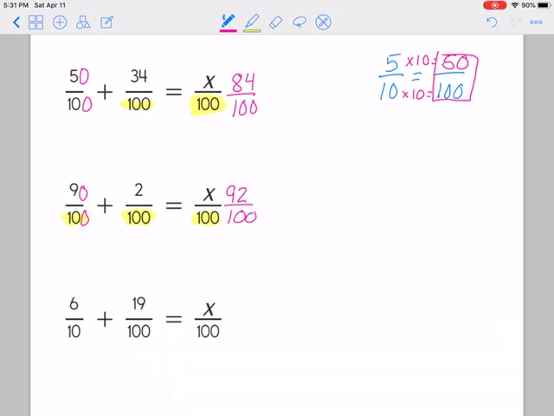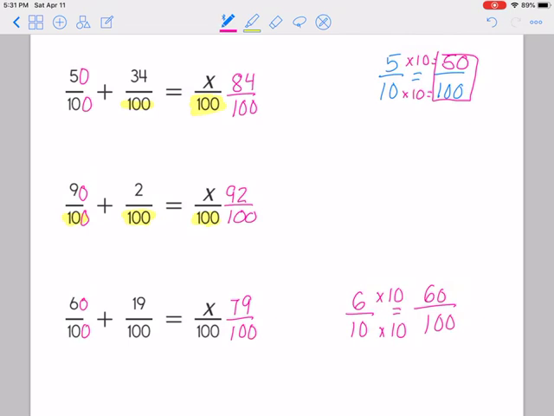Okay, last one. Tenths, hundredths, and they want the answer in hundredths. So again, same thing. I'm going from tenths to hundredths, so I have to multiply by 10, and I have to do the same thing to the numerator, and I get 60. So this now becomes 60 hundredths, and my answer is 79 hundredths, because 60 plus 19 is 79.